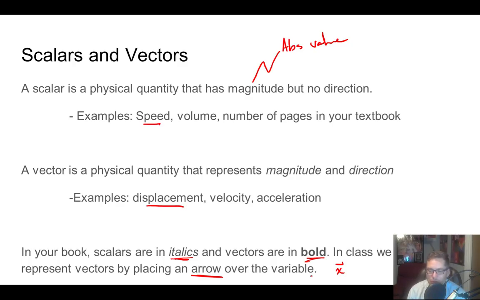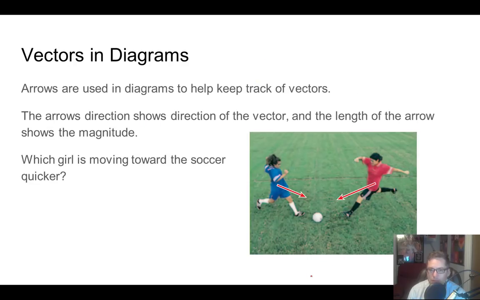Okay, so we just assume if we see a number or a variable by itself without an arrow, then it's a scalar, but with an arrow, it's a vector. All right, so here we go. So a vector, okay. When we're looking at a diagram, we use arrows with a little head on it like that. So that's our arrow. And the arrow shows us the direction, and then the length of it shows us the magnitude. So the arrow shows the direction where it's pointing, and it also shows us the magnitude.